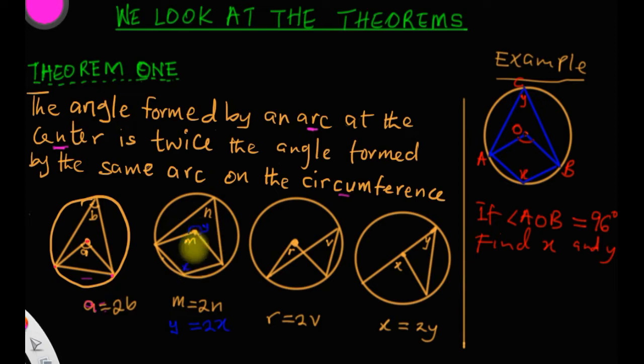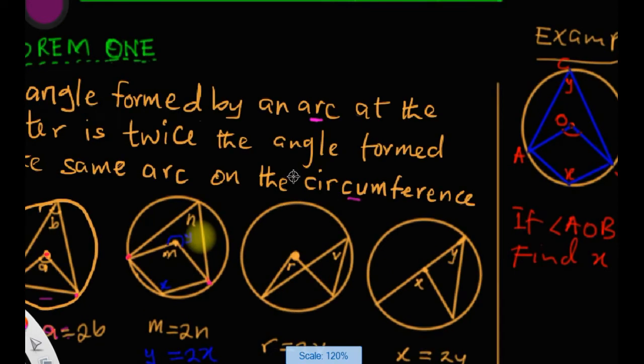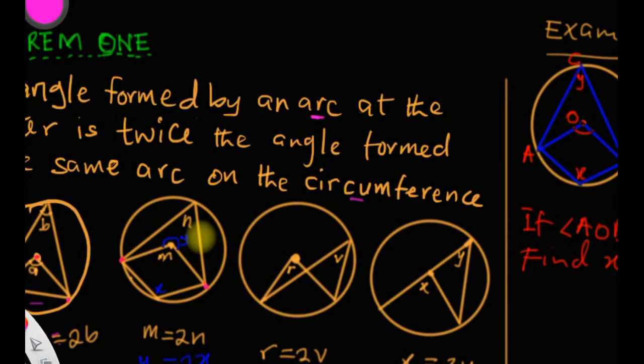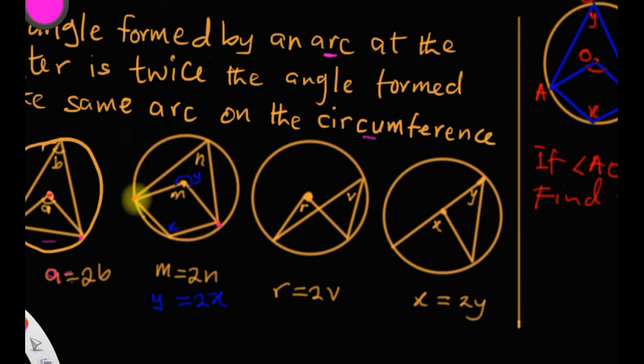This is another representation. Have you seen? This arc from here to here is an arc. It is the distance from here to here. This arc is forming an angle of M at the center, and this same arc is forming an angle of N on the circumference. Have you seen?